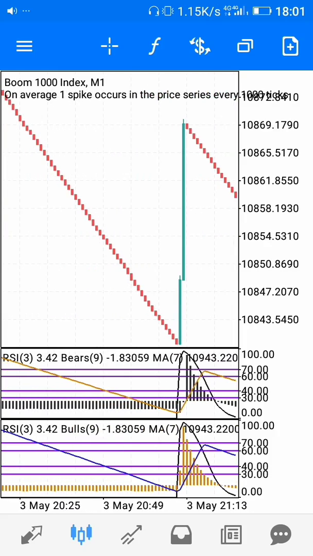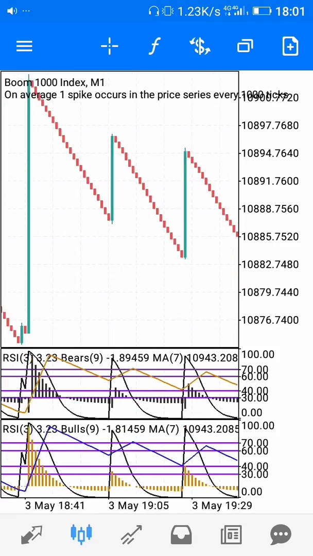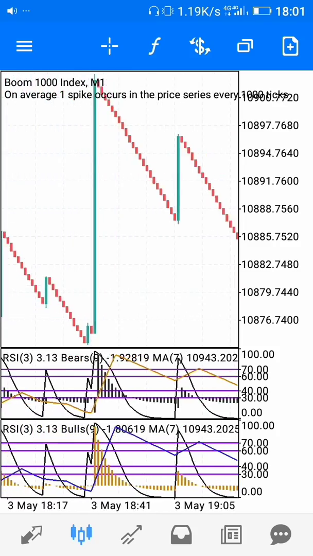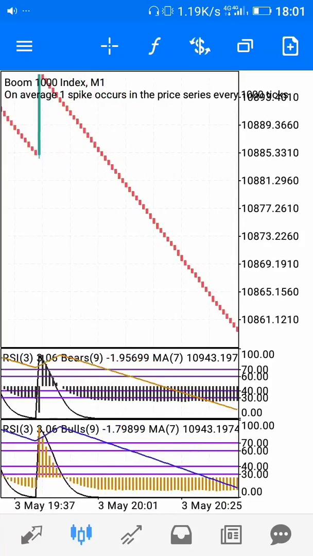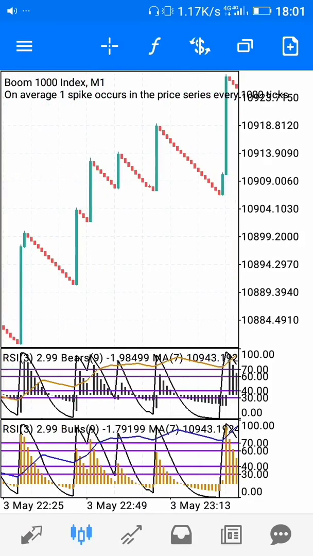Now you keep checking. It's all over the place. I mean, you get tired of trading per day. So that's it for boom. Let's check the crash market right now.